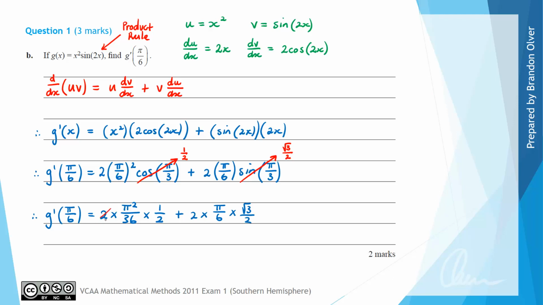We can see this 2 can cancel with the 2 here, and that this 2 can cancel with this 2, so that g dashed of pi on 6, which is what this question asks for, is simply equal to pi squared on 36, and then the second term will be plus pi root 3 on 6. So that is the answer to part B of this question.